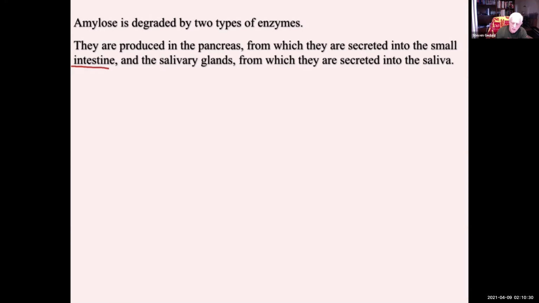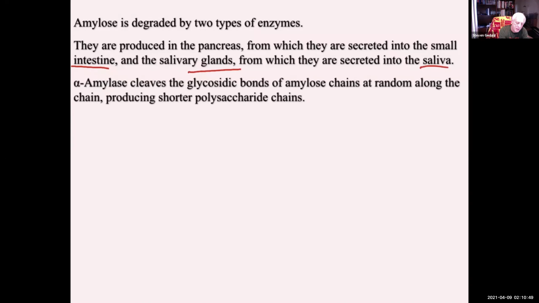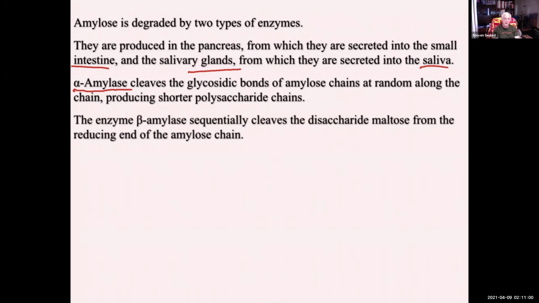So the pancreas produces insulin and glucagon. It also produces enzymes for digestion. Enzymes are produced in the pancreas, which are secreted into the small intestine, and in the salivary glands, which are secreted into the saliva. Alpha amylase cleaves the glycosidic bonds of amylose chains at random along the chain, producing shorter polysaccharide chains. Then beta amylase cleaves each individual disaccharide maltose from the reducing end of the amylose chain.